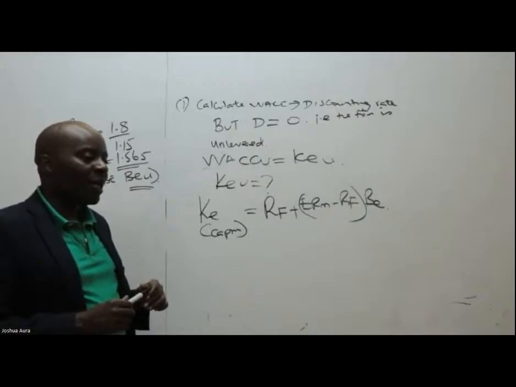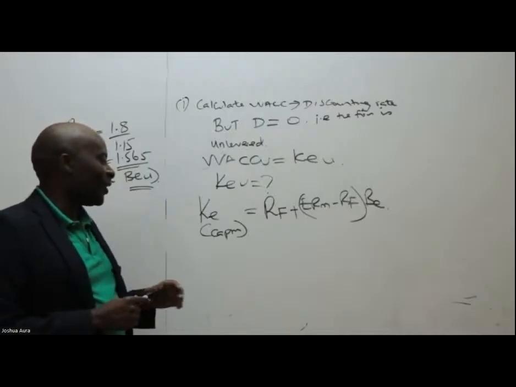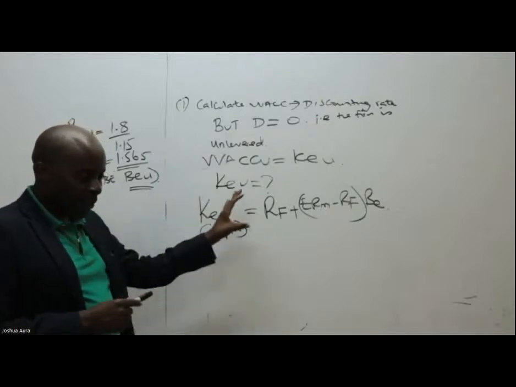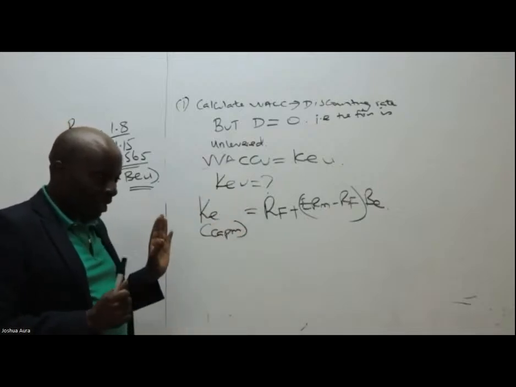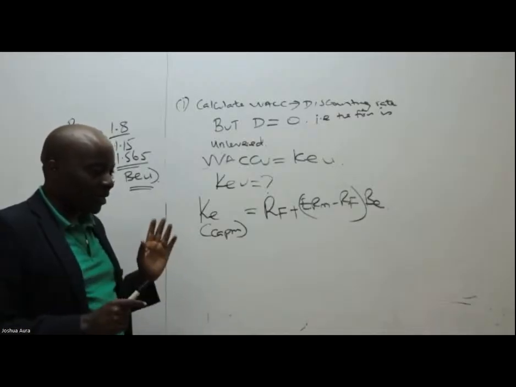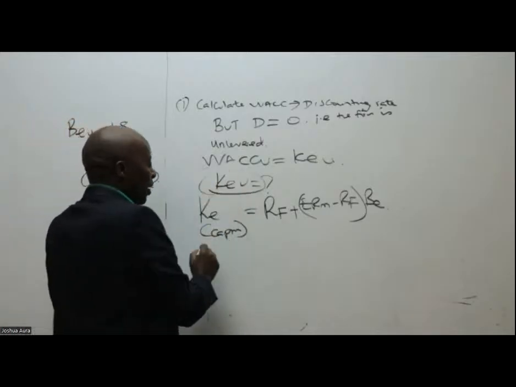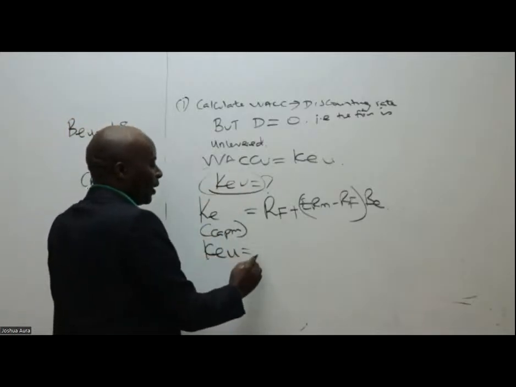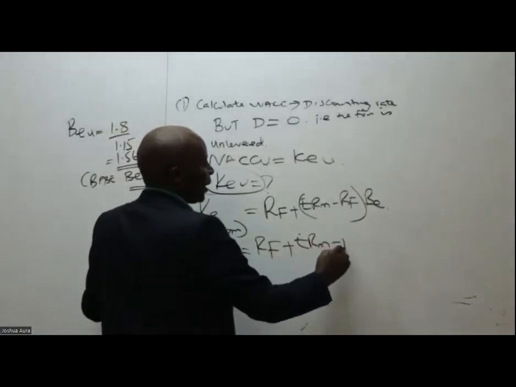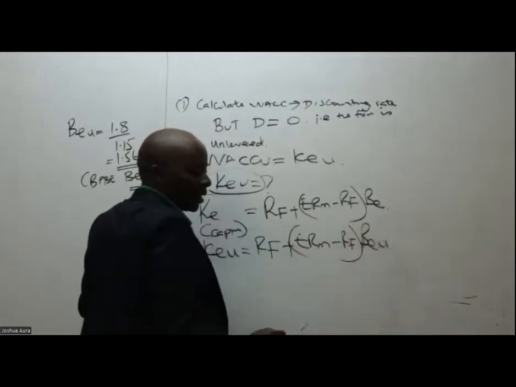Multiplied by beta equity. So could you kindly, ladies and gentlemen, confirm whether you've been able to write up to here? Are we together up to here? I'm not even asking about understanding, but first of all, are we together? Great. So what they want us to do is to give them Ke U, cost of equity of unlevered firm, which will be equal to risk-free rate plus expected return of the market minus risk-free rate times beta equity unlevered, like that.